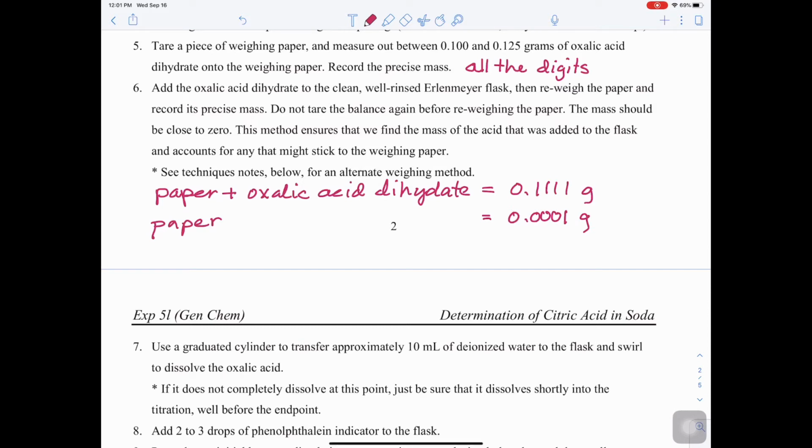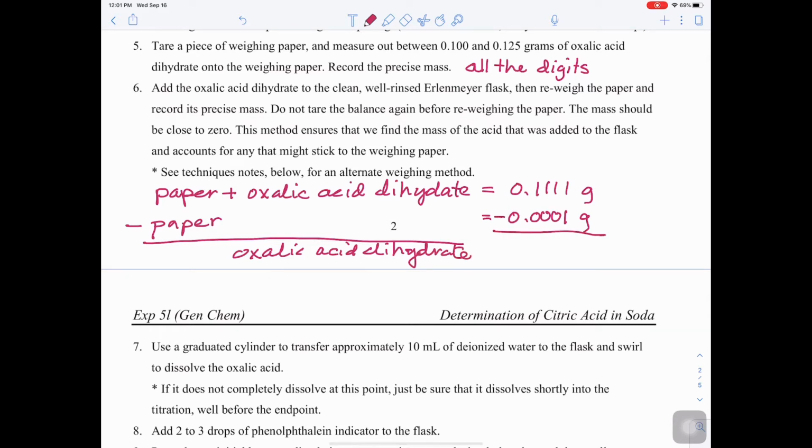Sometimes it's confusing looking at the numbers. What do we subtract? Looking at the words can help. So here we have paper plus oxalic acid and just the paper. If I subtract the word paper from that sentence, then I get oxalic acid dihydrate. If I subtract these two masses, I get the mass of the oxalic acid dihydrate that was added to the flask.